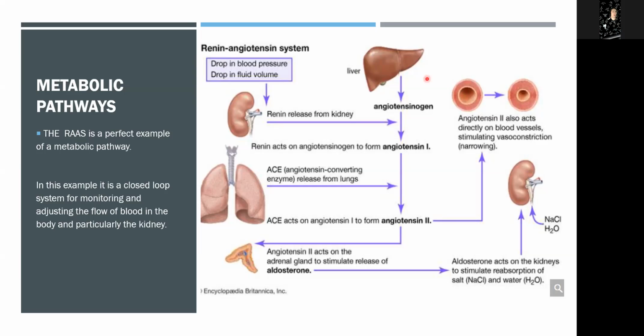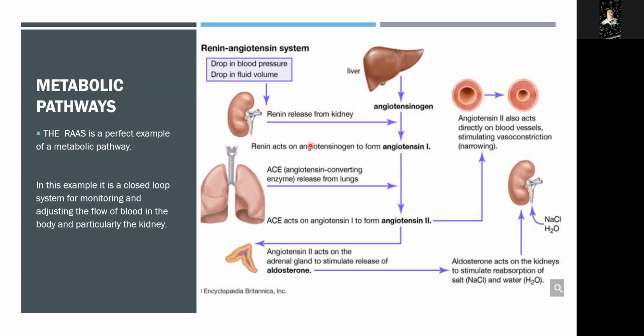We'll start at the liver and angiotensin here. Now, angiotensin is acted on by something called renin that's released from the kidneys. And so this is all triggered by a drop in blood pressure or a drop in fluid volume. I don't want to talk about the drop in fluid volume here because that's bad news, but a drop in blood pressure can happen fairly regularly. And so when this happens, renin is released from the kidneys, and then angiotensin is released from the liver.